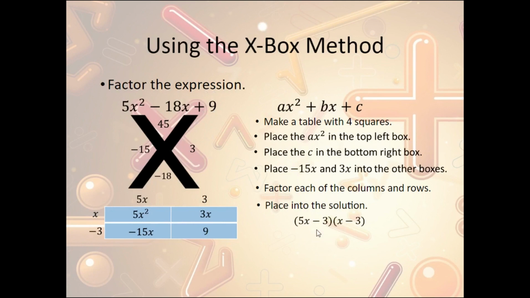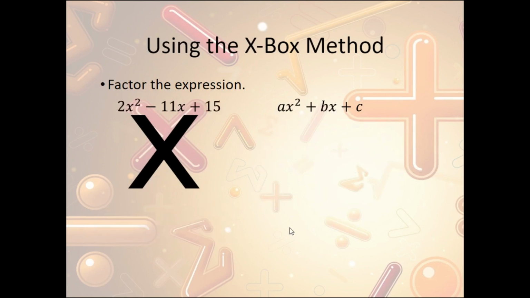And we need to make sure that we add up to be negative 18. So this is 5 times negative 3 is negative 15, minus 3 is negative 18. So we did it correctly. Let's look at another example.